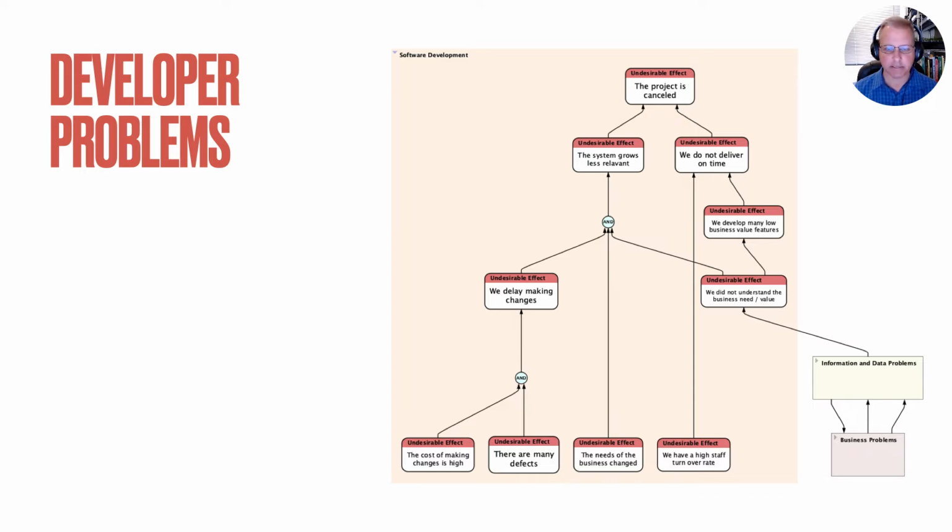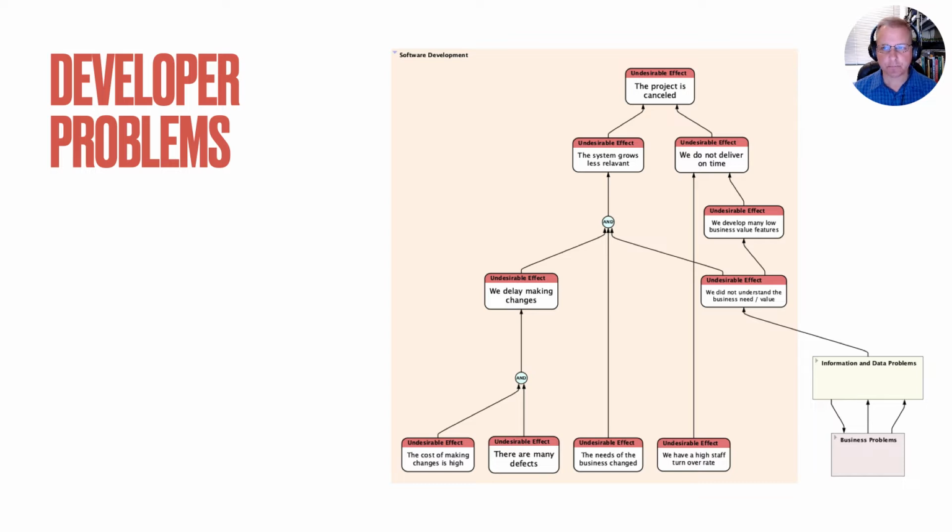So the biggest problem we have is that our project's canceled. Now, why is our project canceled? It's canceled because the system grows less relevant, and we don't deliver on time. Those are the two big causes for why a project would be canceled.